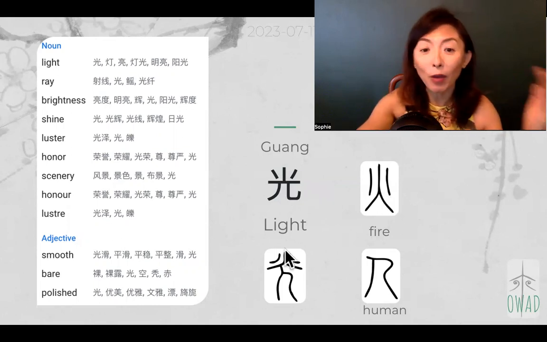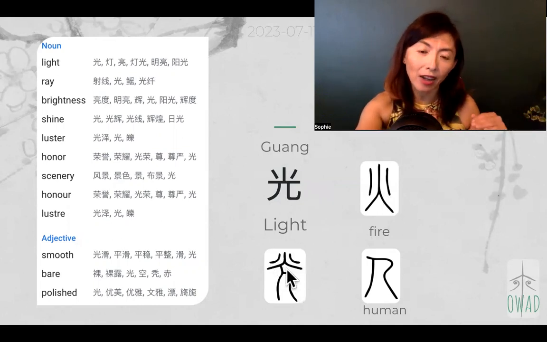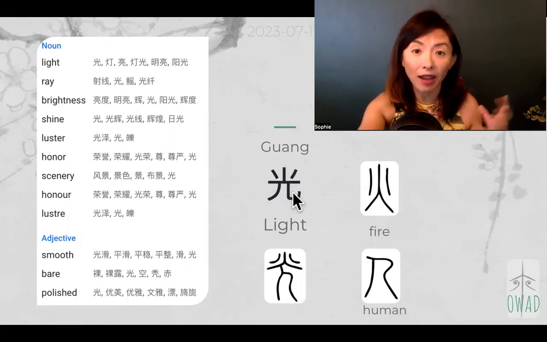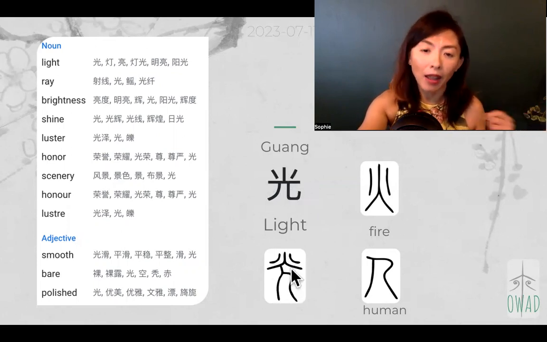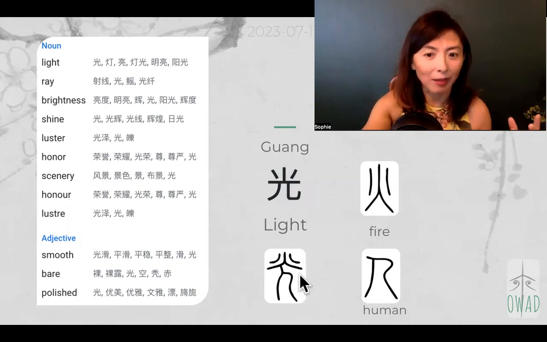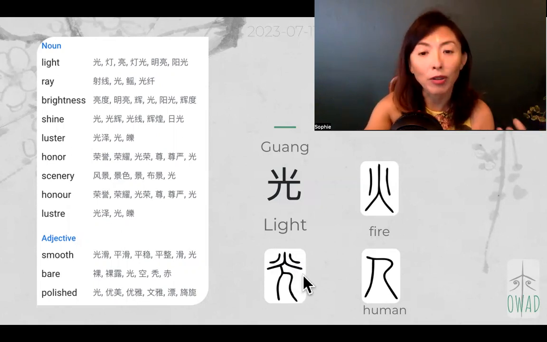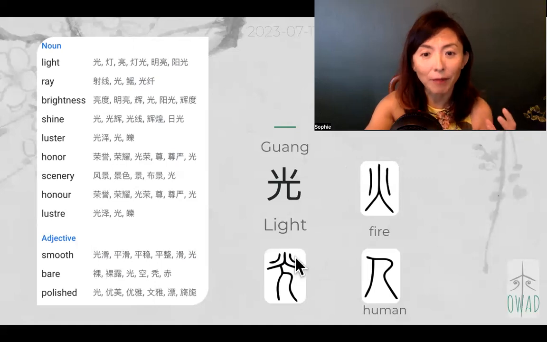Okay, so now we look at its ancient form. It looks like this plus this. Slightly different from that, right? This is simplified, sanitized, cleaned up. This one is messier, but it has its original meaning coded over here. And you can see the top portion is fire. It looks just like that. The bottom portion is a human.